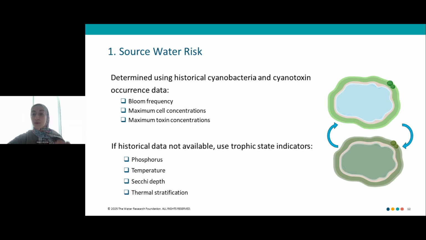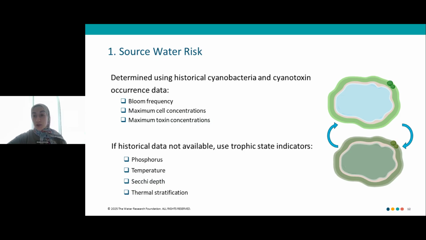So we need to review all 3 parameters in order to have a comprehensive analysis of the risk of your source water. But what if your plant is at the beginning of the HAB management journey and you don't actually have data about cyanobacteria and cyanotoxin? How can you approach this, and how can you assess the risk of the source water?